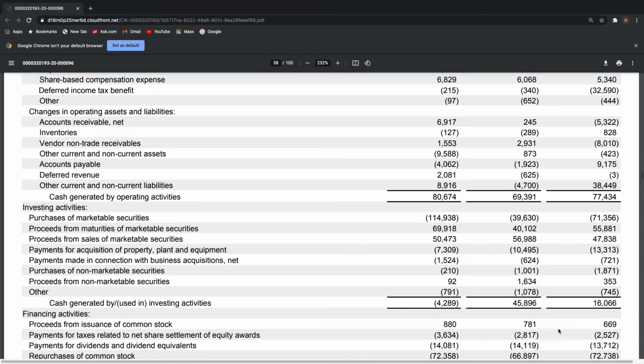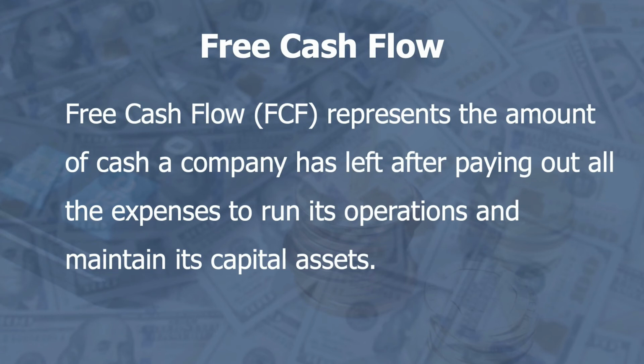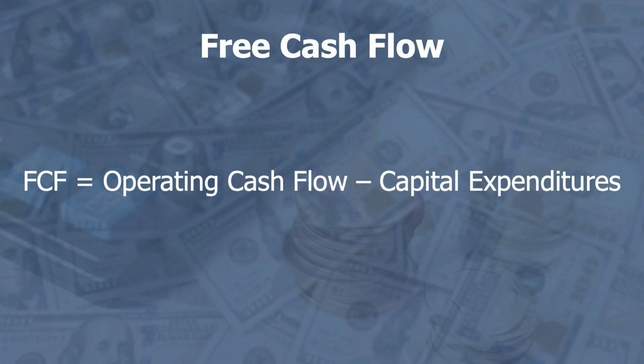So we can look back here, we can see it's 77 billion in 2018, 69 billion in 2019, and 80 billion in 2020. But another important measure here is the actual free cash flow. If you look at the definition, the free cash flow represents the amount of cash a company has left over after paying out all of its expenses to run its operations and maintain its capital assets. And the actual formula for the free cash flow is the operating cash flow minus the capital expenditures.